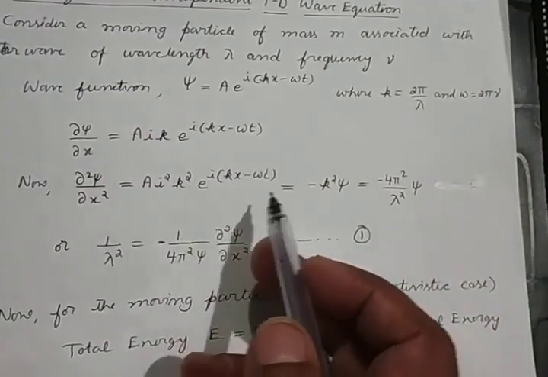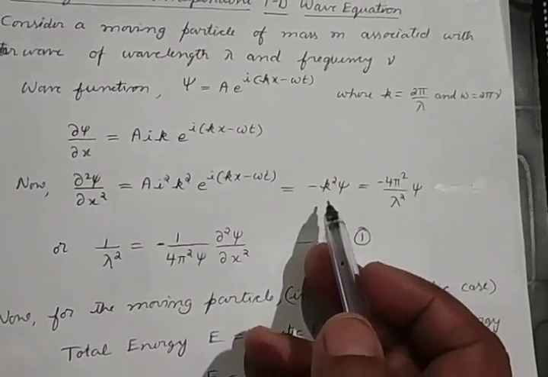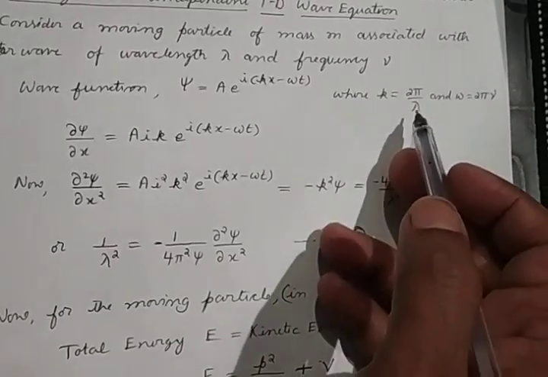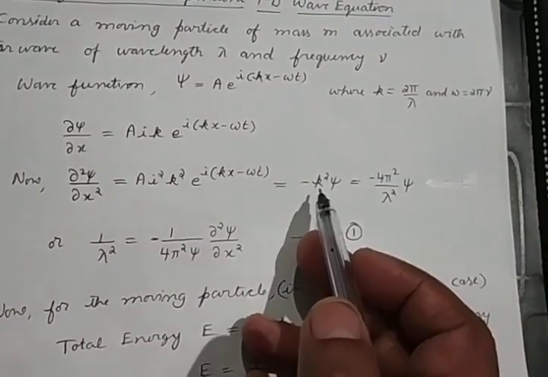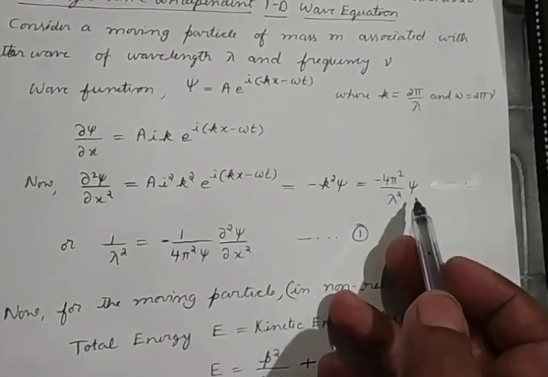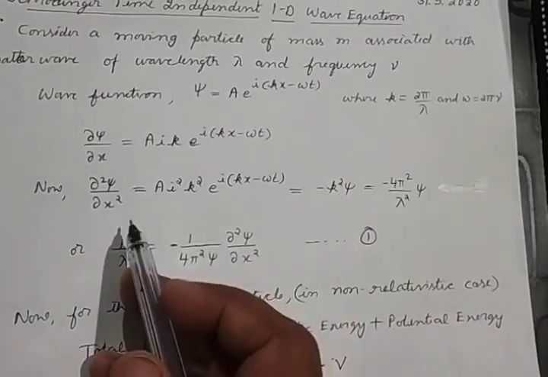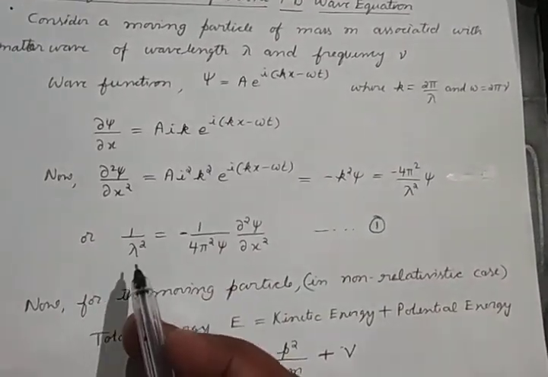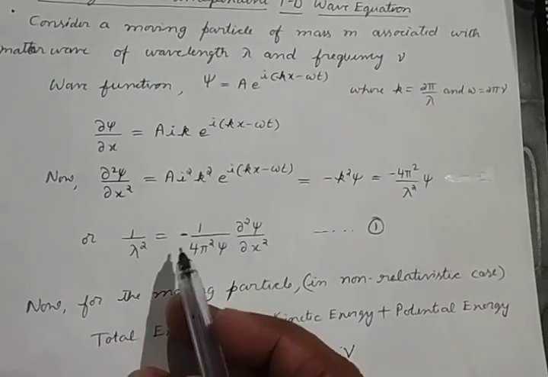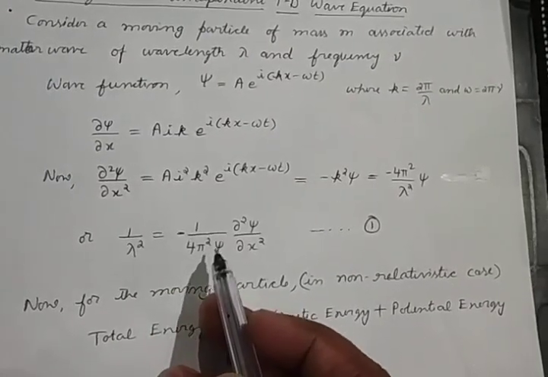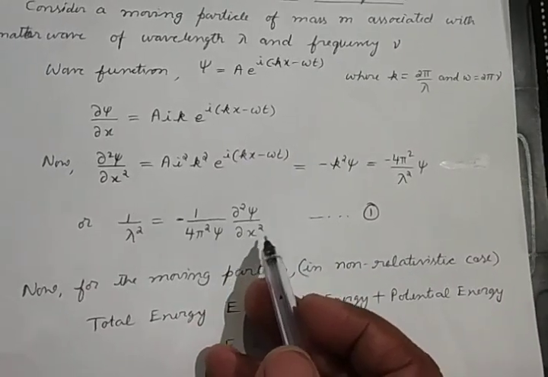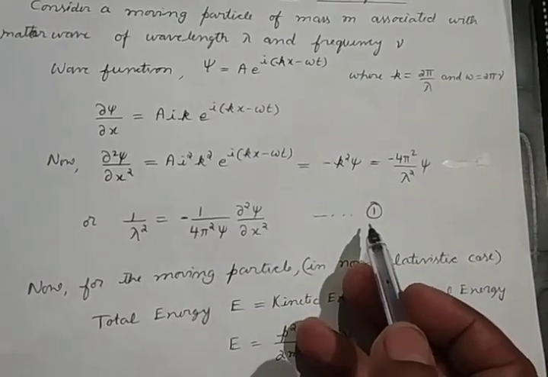Then this becomes equal to minus k square psi, and k is the wave number given by 2 pi by lambda. So substituting that, we get minus 4 pi square by lambda square into psi. Rewriting this equation for 1 by lambda square, we get 1 by lambda square is equal to minus 1 by (4 pi square psi) into dou square psi by dou x square. Let us call this equation 1.